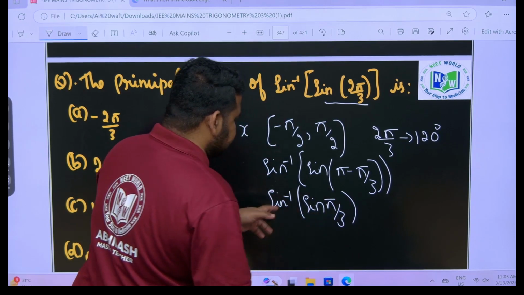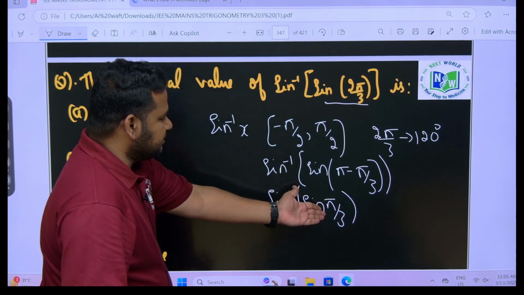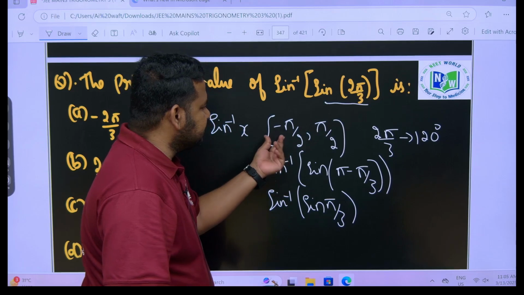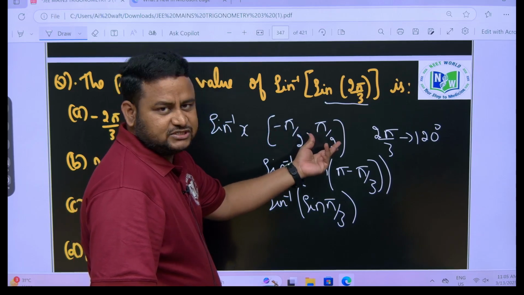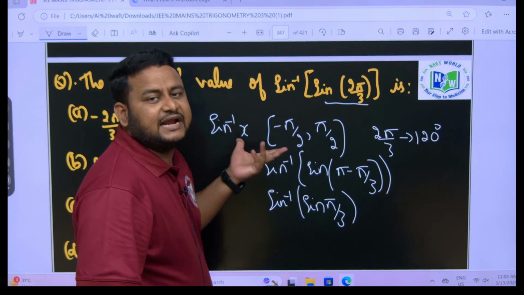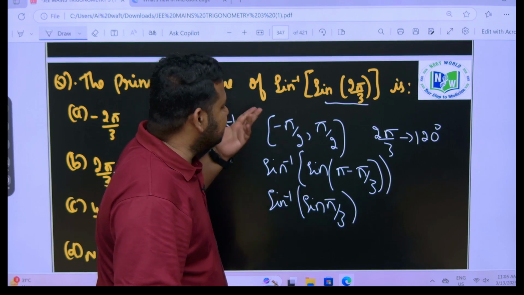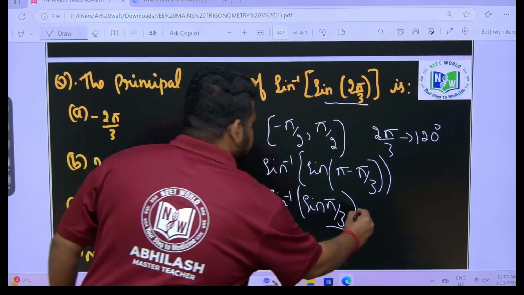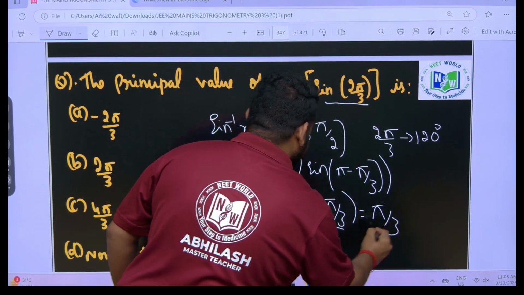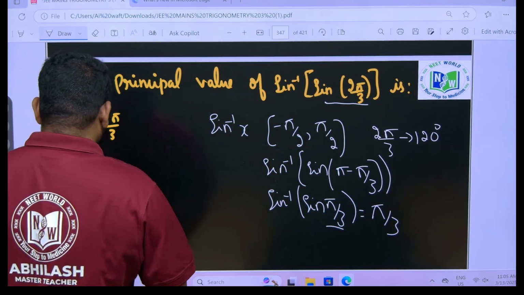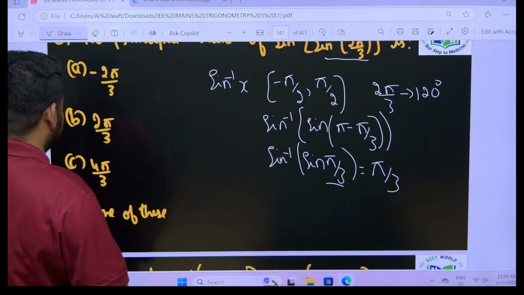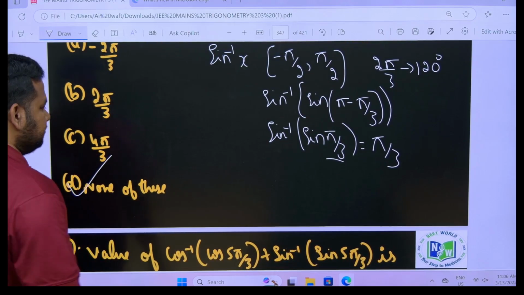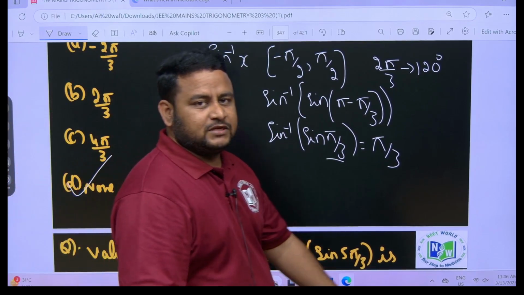So sine inverse of sine theta, this is definitely within the range. Pi by 3 is 60 degrees, and 60 degrees lies between minus 90 and plus 90. Definitely it is within the range of sine inverse x. So the correct answer is pi by 3, which is in none of the above options. Next one.